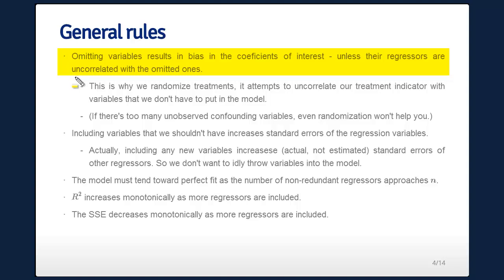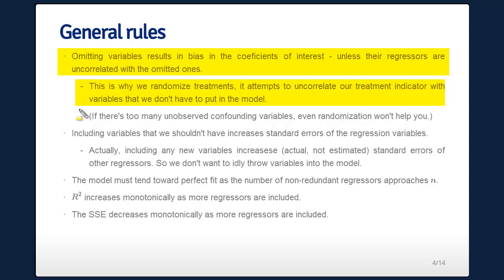So this is why, in case you're wondering, we randomize treatments, or why randomized trials, randomized experiments are the standard for evidence. Because if you want to look at something, say a treatment effect, and you're worried you didn't include a variable, well, the randomization gives you some hope that the treatment assignment is uncorrelated with these unknown unknowns.